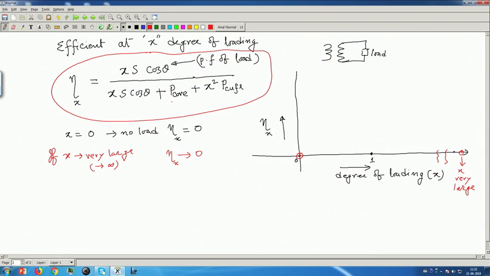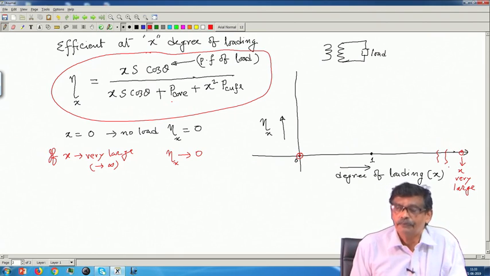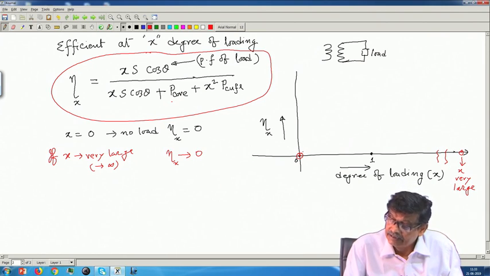It will also be 0 efficiency, but in between, whatever is the value of x, this will give you some finite numbers. Therefore, from 0, if I increase the value of x, efficiency is expected to have some finite numbers, it will grow up, but once again it has come to 0.